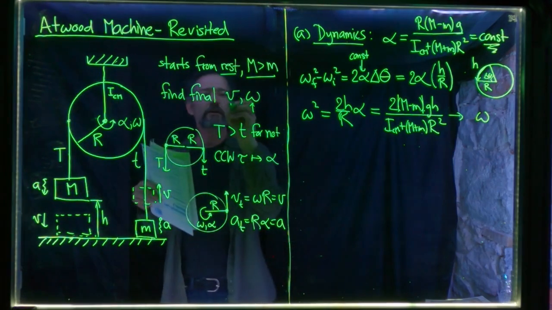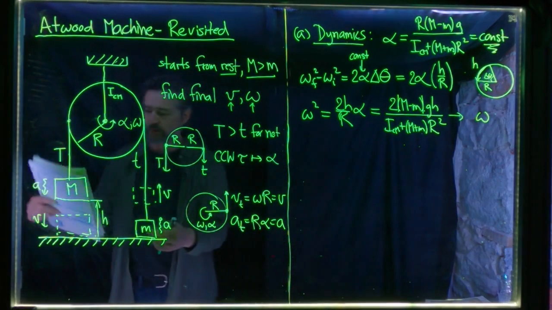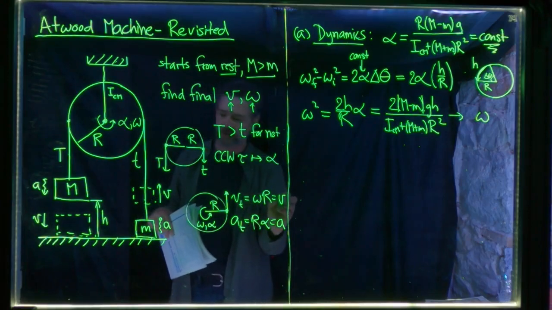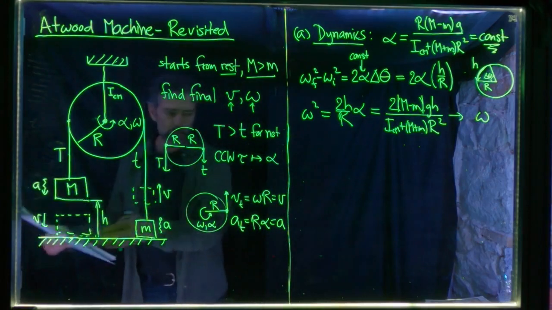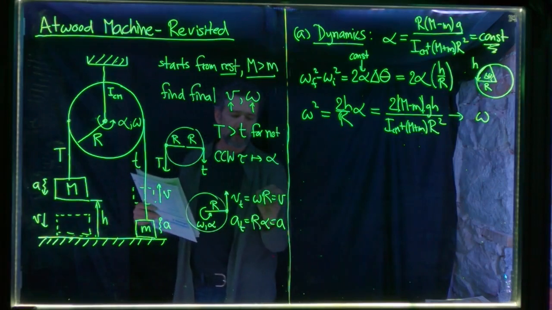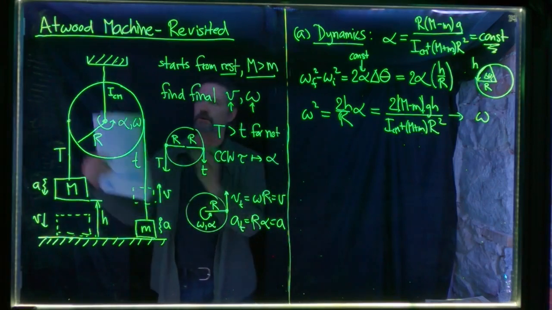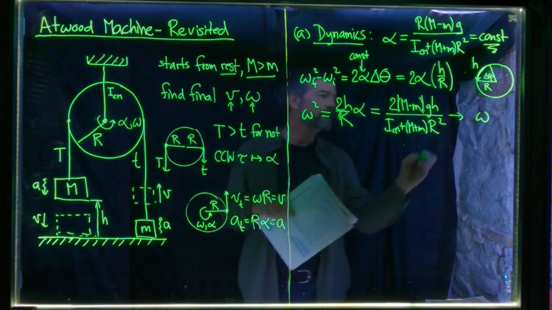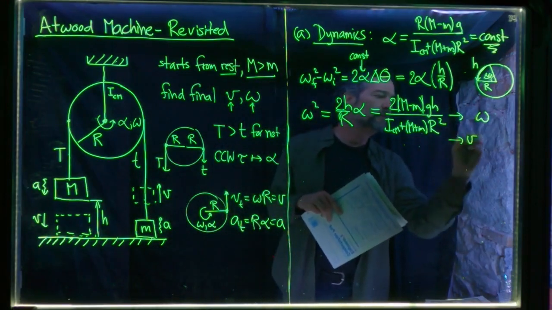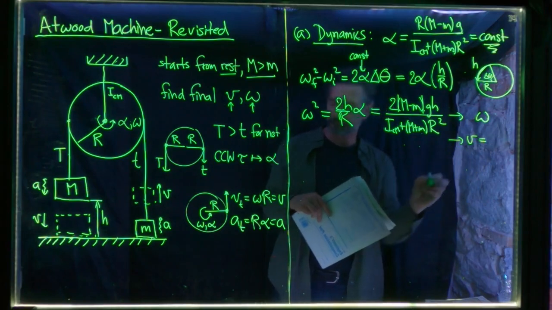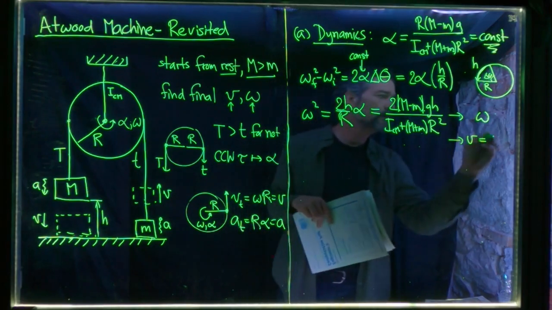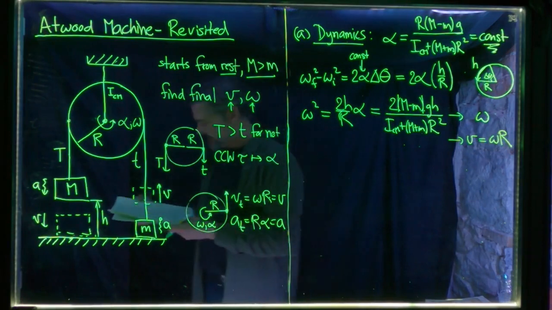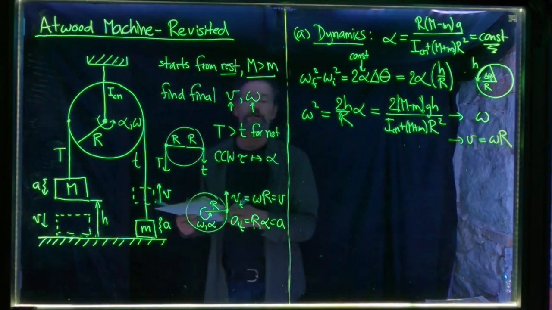So then we can now figure out what that final velocity of big M is, because we know that the velocity of big M in linear motion is just equal to r times the angular velocity of the wheel. Okay, so we figured out what omega is, and so then v is just omega times r. And so then we're done. So that's certainly one way to solve the problem.